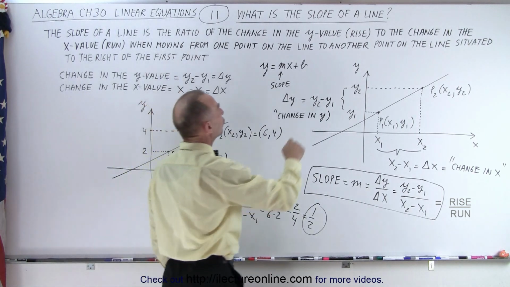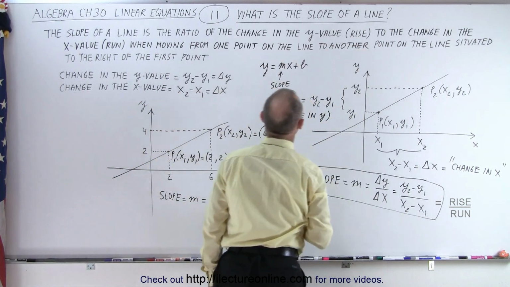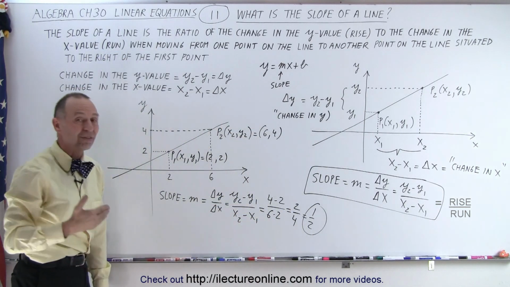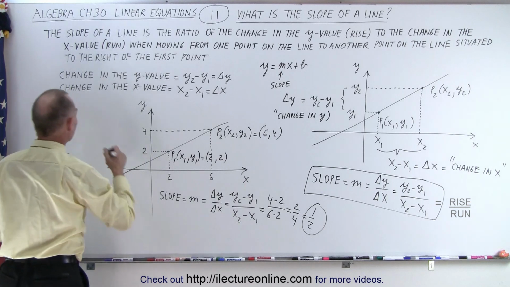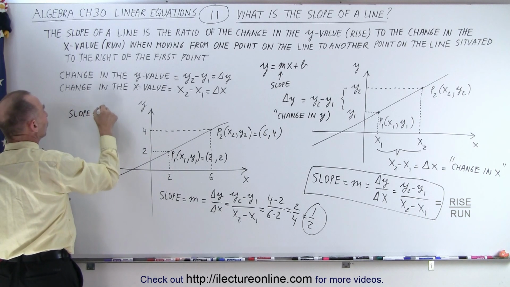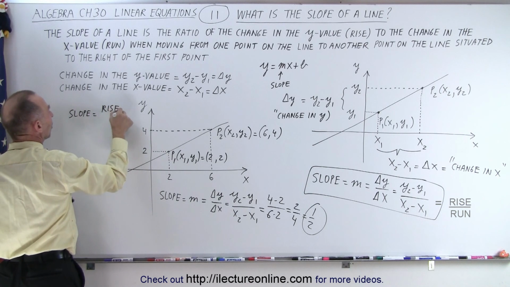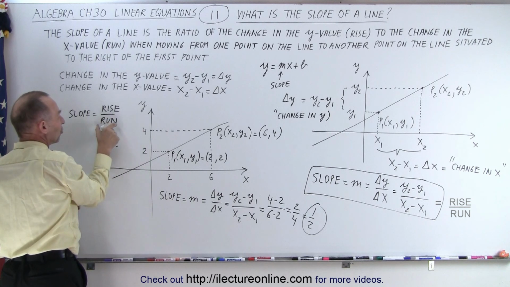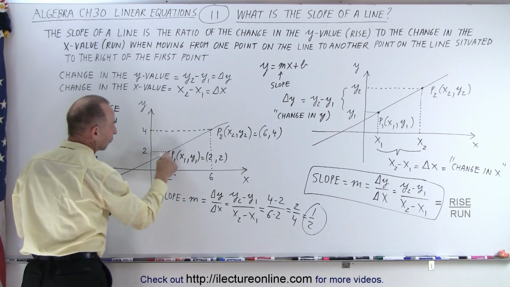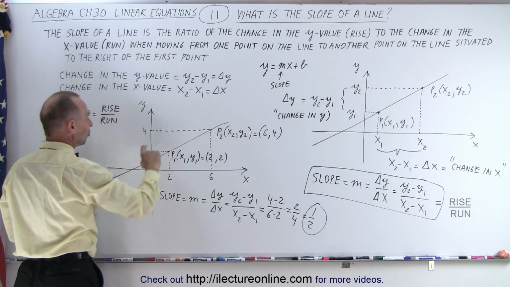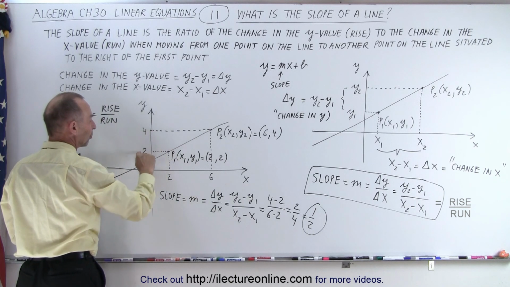So that's why we call the change in the y value the rise, and the change in the x value the run. Essentially, the slope is the ratio of the rise over the run. So the slope can be defined as being the ratio of the rise over the run, which means how much does the y value change, how much does the x value change when I go from one point on the line to another point on the line. So the rise is the change in the y value, which is 2. It goes from 2 to 4.